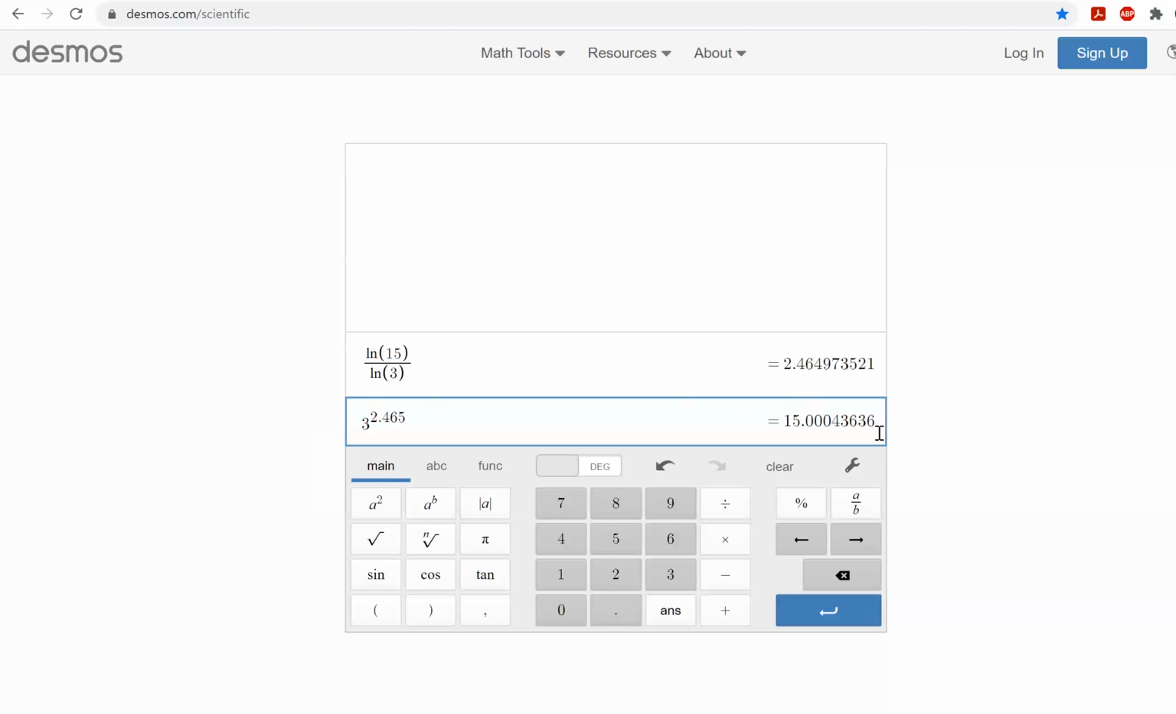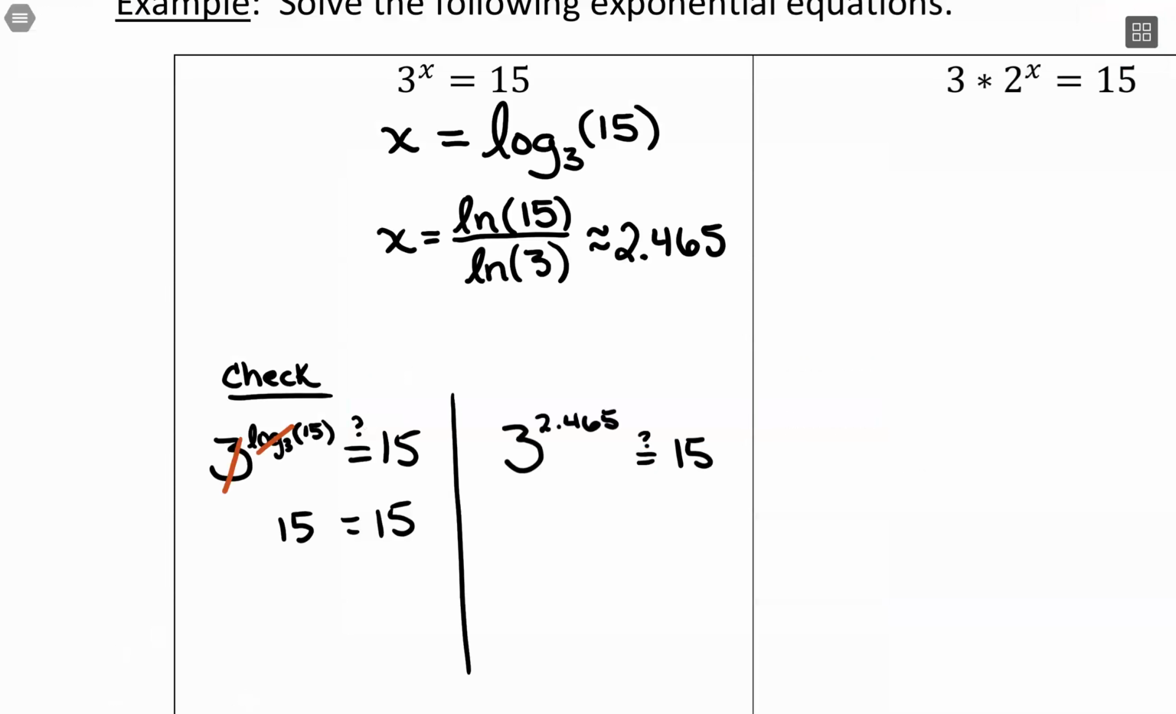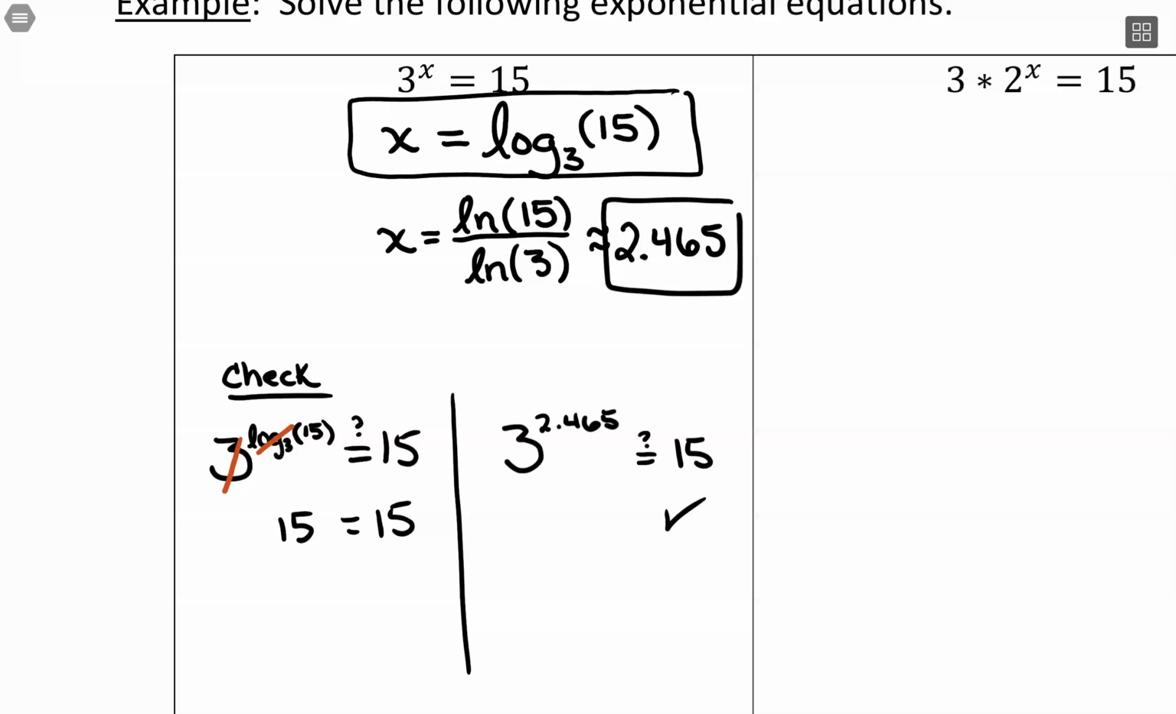The idea should be that if you round it to a whole number, it should land at the correct value, and that worked out great. So that checks. So we're all good there. So for an estimated solution, we have the 2.465. For an exact solution, we have the logarithm base 3 of 15. It just depends on what they ask for. In this video, I'll show you both solutions for each of these.